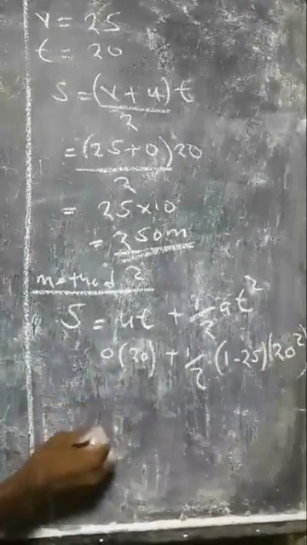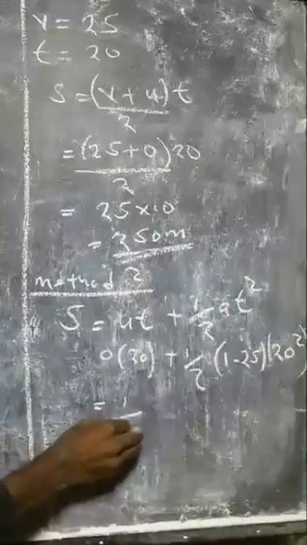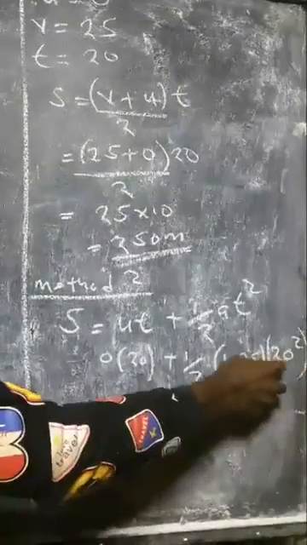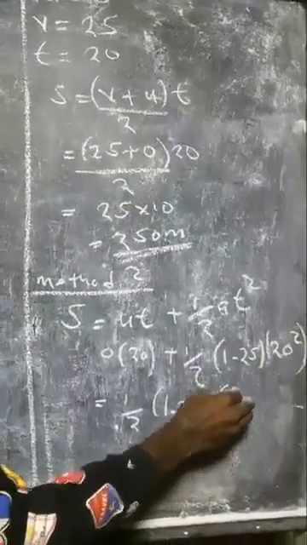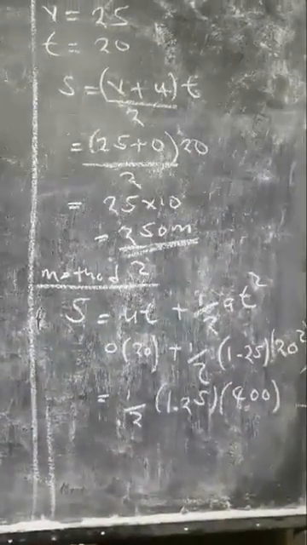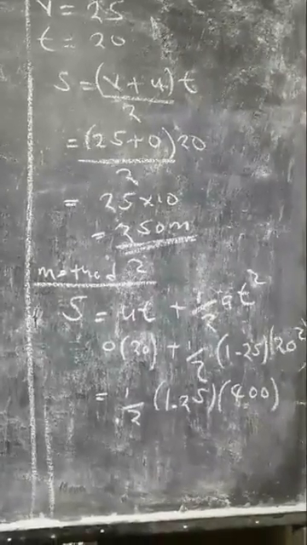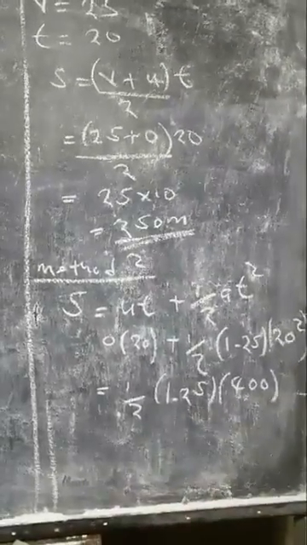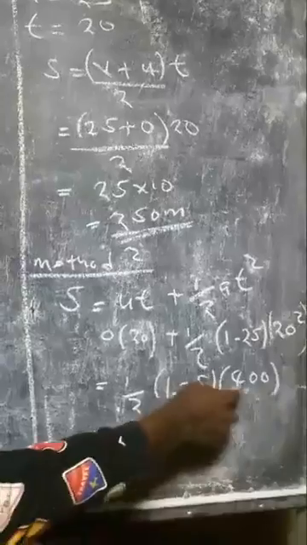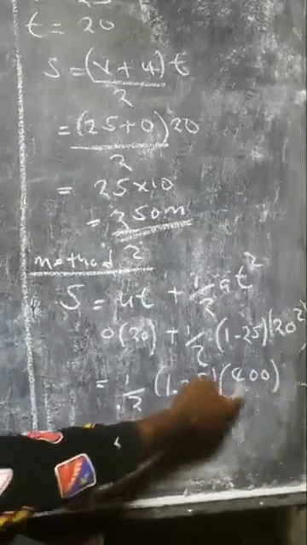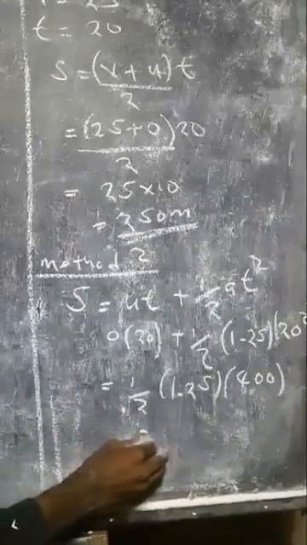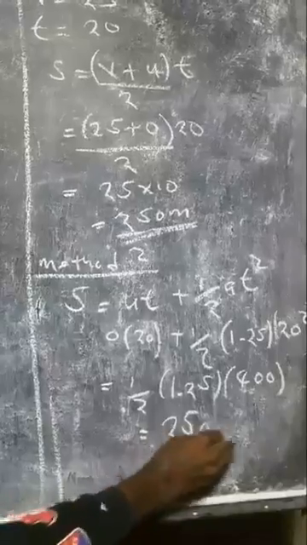So this will just give you 0. So it's just half times 1.25 times 20 squared. That's just equal to 400. So if you do some math there, half by 1.25 by 400, that will just give you 250. You can just confirm that: 2 into 400, that's 200, and 200 by this guy will definitely give you 250 anyway. 250 meters, that will be your answer.